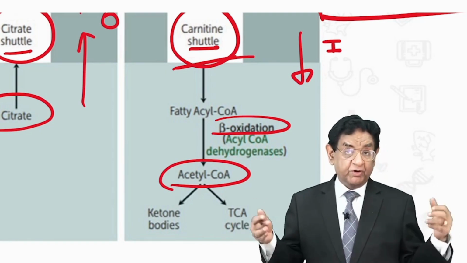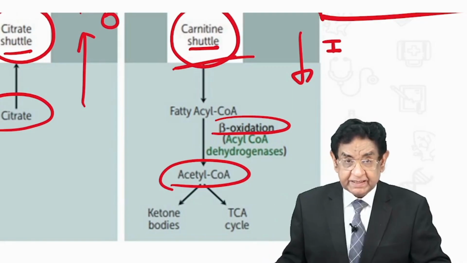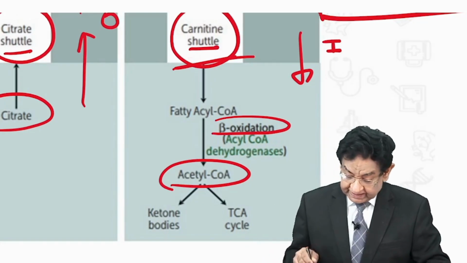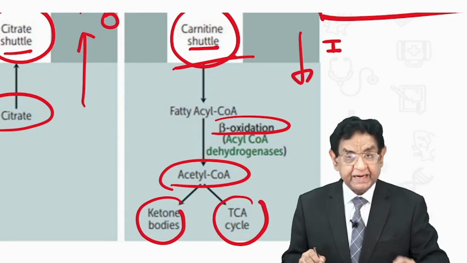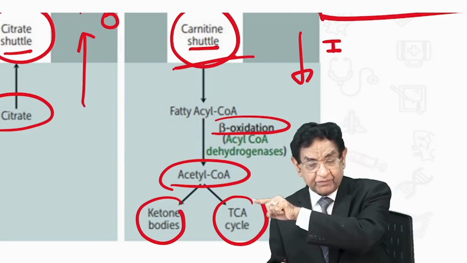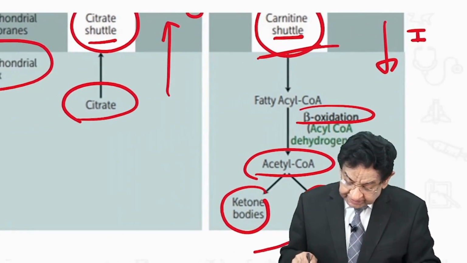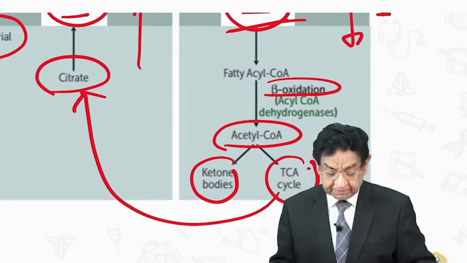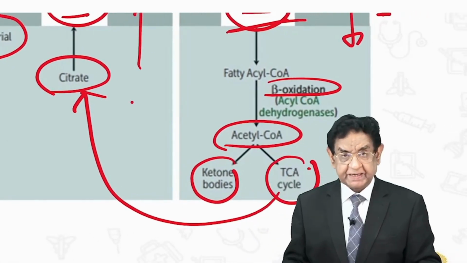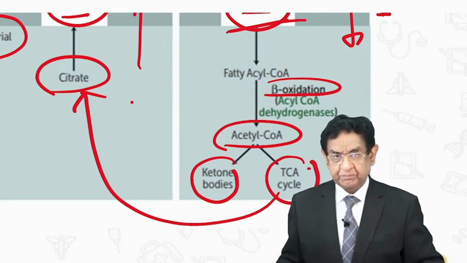So now we have acetyl coenzyme A inside the cell, and that enters into the TCA cycle and ketone bodies. I mentioned to you why ketone bodies are formed, and the TCA cycle is there, from where citrate is getting generated. Definitely you must be surprised about where the citrate has come from. So this is how the citrate comes. So this is how the circle is completed.